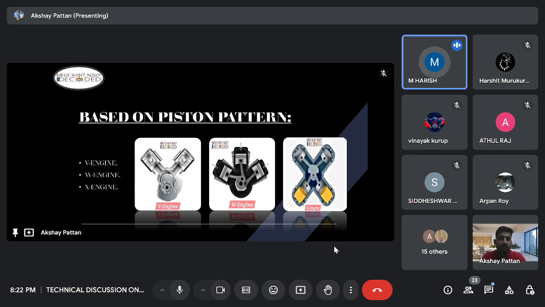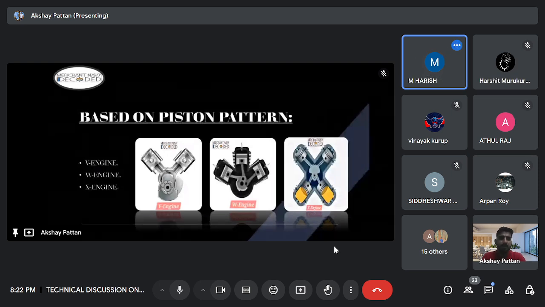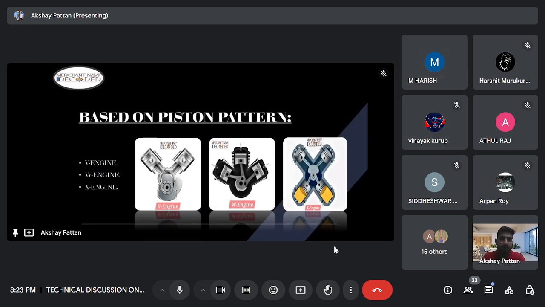Sir, V6 means six cylinder. Correct. Six cylinder in what pattern? Is it six cylinder inline, flat, or radial pattern?